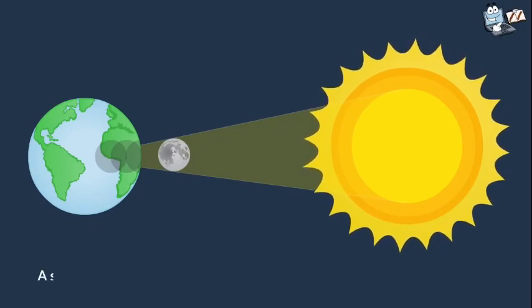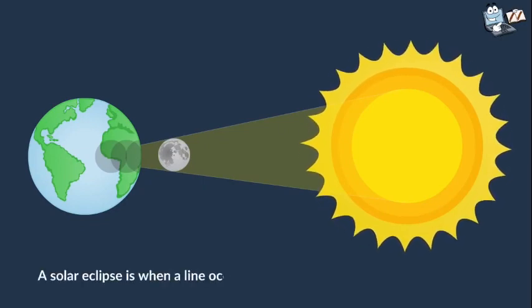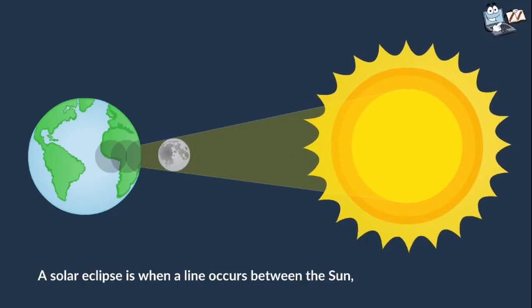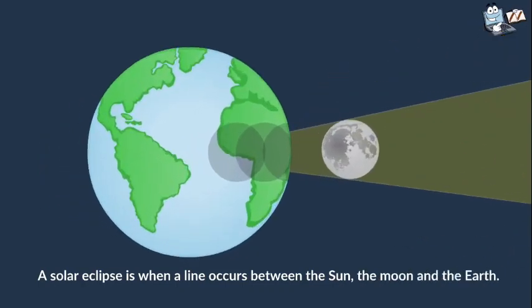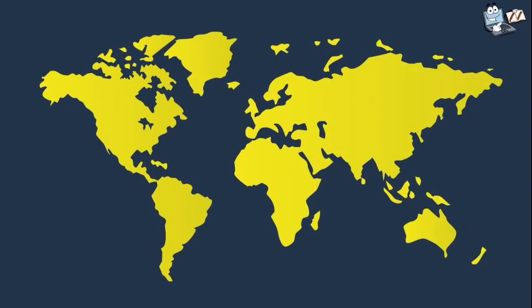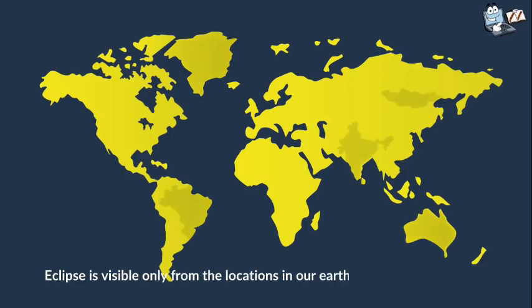In other words, a solar eclipse is when a line occurs between the sun, the moon, and our Earth. The moon covers or blocks a part of the sun's light and creates a large shadow on the Earth. This eclipse is not visible from every place on Earth, but only from the locations where the shadow falls. From these locations, it appears as if the sun has vanished and gone dark.